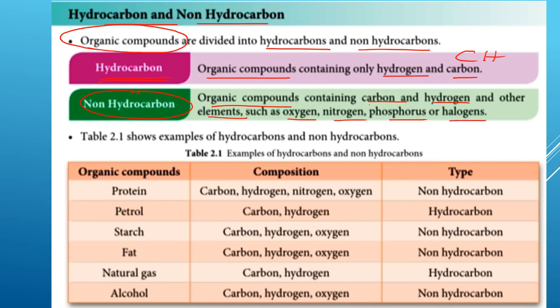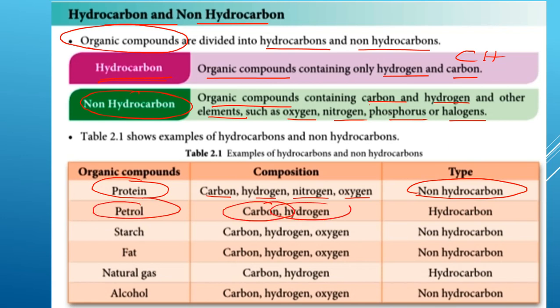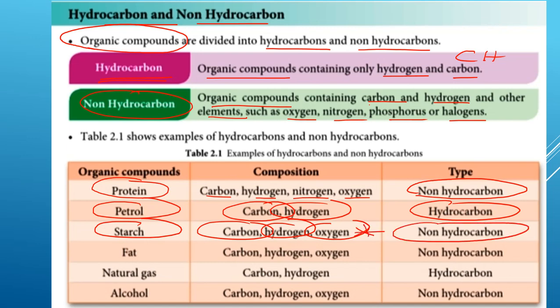Okay, so these are the examples of hydrocarbon and non-hydrocarbon. For example, organic compound protein, its composition is carbon, hydrogen, nitrogen, oxygen. So this is a non-hydrocarbon, because it contains other elements besides C and H. Petrol contains only C, carbon, and hydrogen. So this is hydrocarbon. Starch has carbon, hydrogen, oxygen. So it has oxygen. So this is non-hydrocarbon.